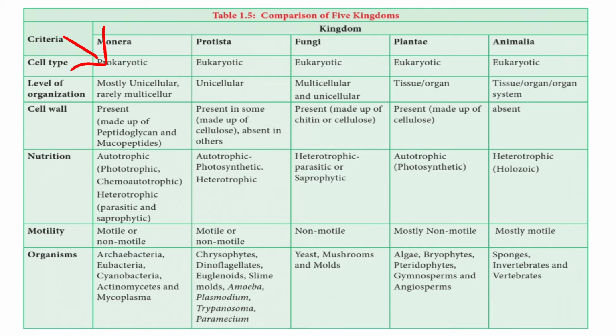Nutrition is autotrophic. Autotrophic means they can prepare their own food. Phototrophic and chemoautotrophic are the two types of nutrition we are going to see in bacteria in the next chapter. Heterotrophic means depending on another organism for food, that is parasite and saprophyte. Parasite means it creates diseases and kills the host. Saprophyte means living on dead organic matter, so they eat the dead organic matter.